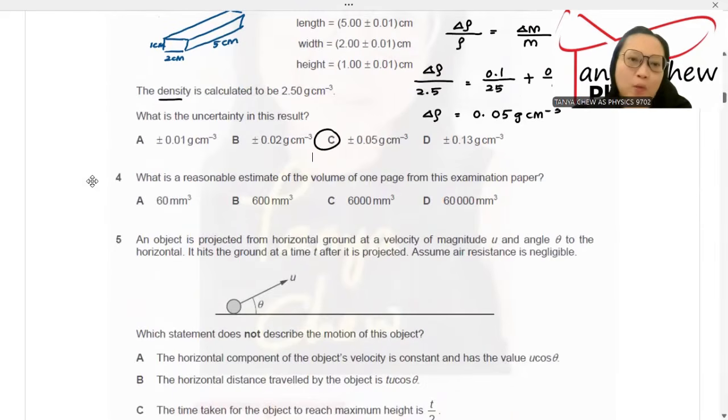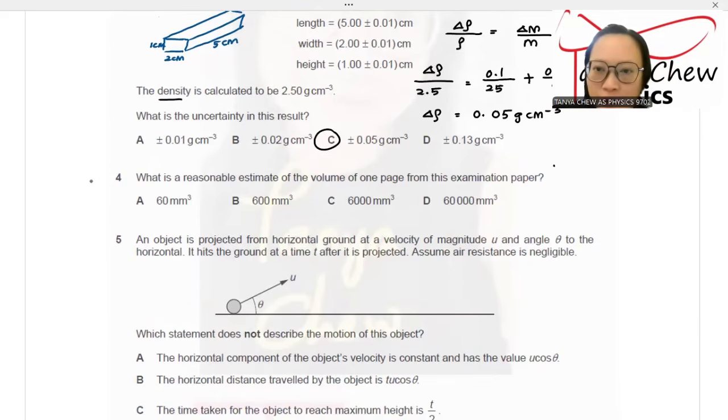Now, number 4, what is a reasonable estimate of the volume of one page of this examination paper? Since you have the paper with you, right? Volume, do you still remember? Volume is length times width times the height or the thickness of the paper. So you can use your ruler, maybe 15 cm, maybe 30 cm. I roughly estimate the length is about 30 cm, but I'm going to change it to millimeter later.